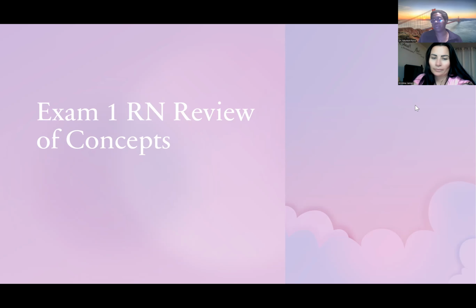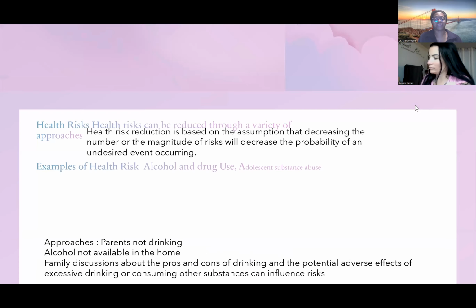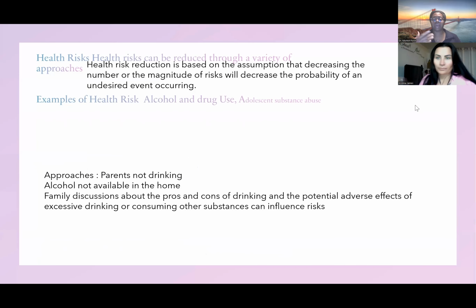Let's get started. We're reviewing the concepts for exam 1. It is going to be interactive. I'll talk and I'll try to get you to talk as well, to ensure your understanding of the concepts. So we're here: health risks. They can be reduced through a variety of approaches. Health risk reduction is based on the assumption that decreasing the number or the magnitude of risks will decrease the probability of an undesired event occurring. So the key word is decrease. That's what we're assuming.